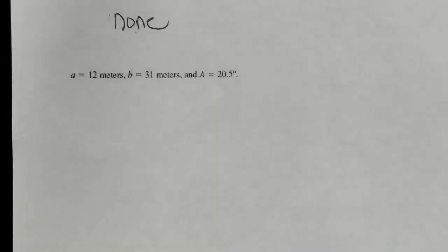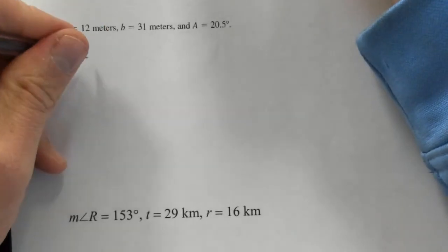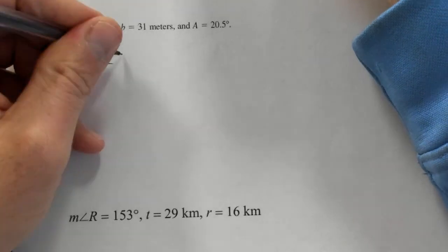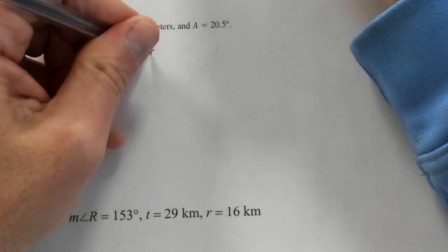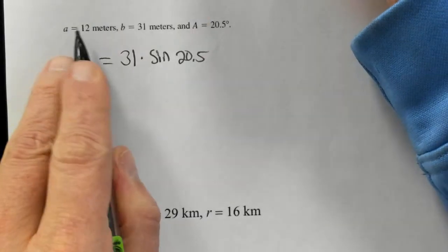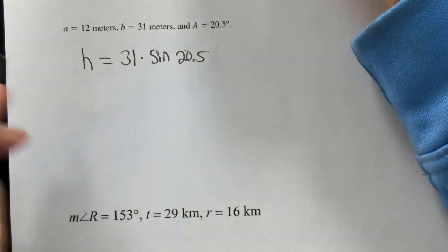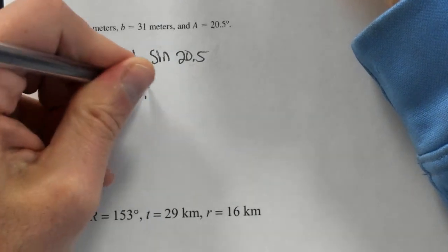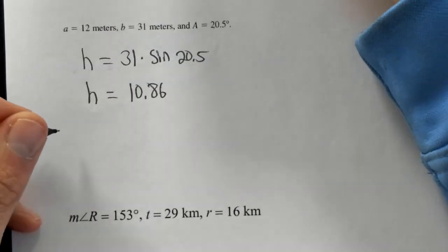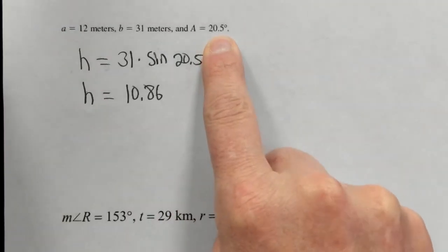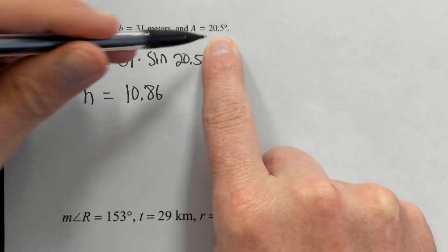Okay, so the next one. Let's take a look. First of all, let's find the value of H, just like we typically would. H is equal to, in this case, 31, which is B, times the sine of 20.5. Verify that you do have side-side-angle, so we know we need to check that first. My H here is going to be 10.86. And again, this is an acute angle.